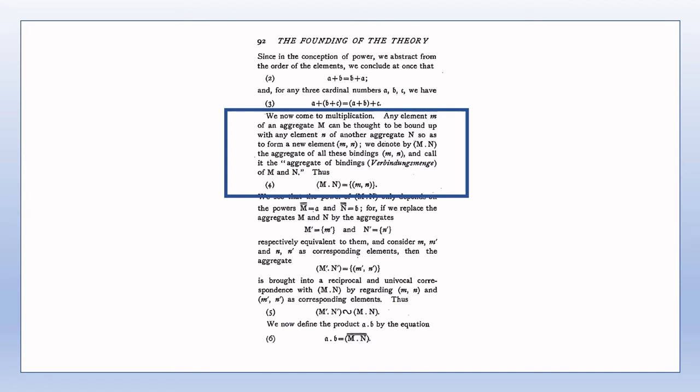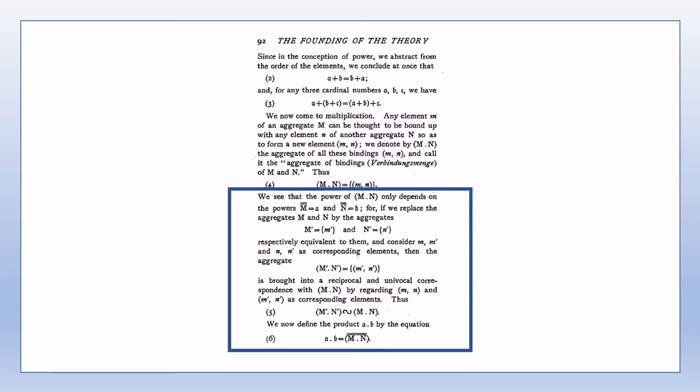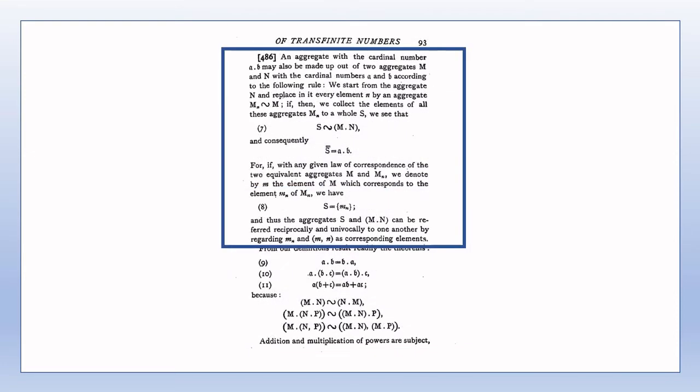To define multiplication, Cantor introduces the notion of the aggregate of bindings. As we see, the product of two cardinal numbers is defined to be the cardinal number of the aggregate of bindings of m and n, where the cardinal numbers of m and n are a and b respectively. As with addition, multiplication depends only on the cardinal numbers of the aggregates involved, and not on the specific nature of the objects of the aggregates.